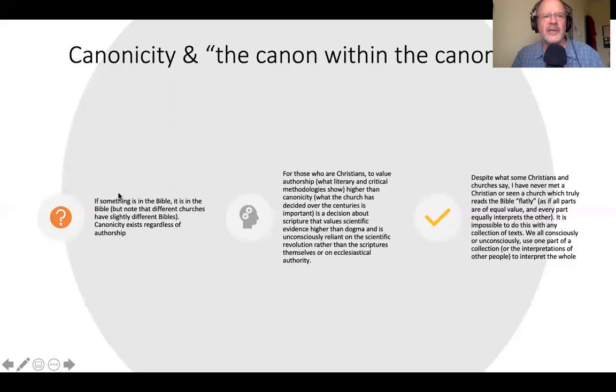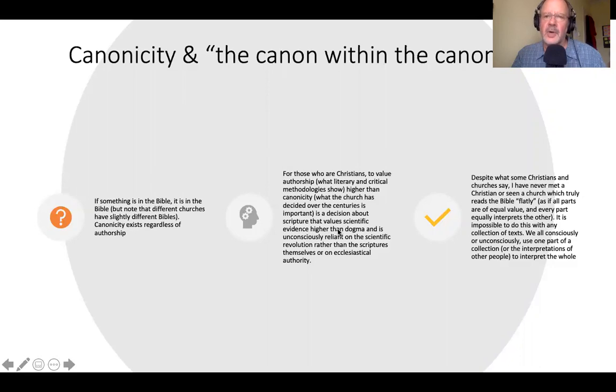However, it is important to note that different churches have slightly different Bibles. So the Orthodox Bible is not quite the same as the Catholic Bible, which is not quite the same as the Protestant Bible. Canonicity exists regardless of authorship. So that is the point, that whether or not Paul wrote First Timothy, it's still a canonical New Testament text, which is therefore in some way authoritative for those within the Christian church.